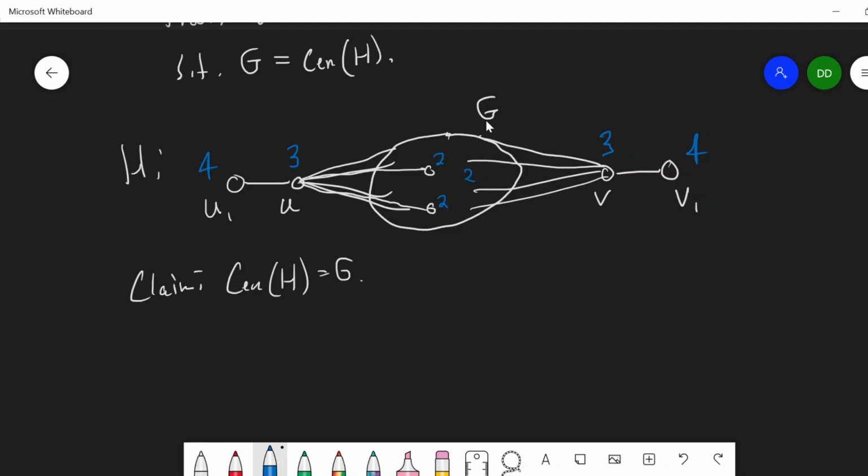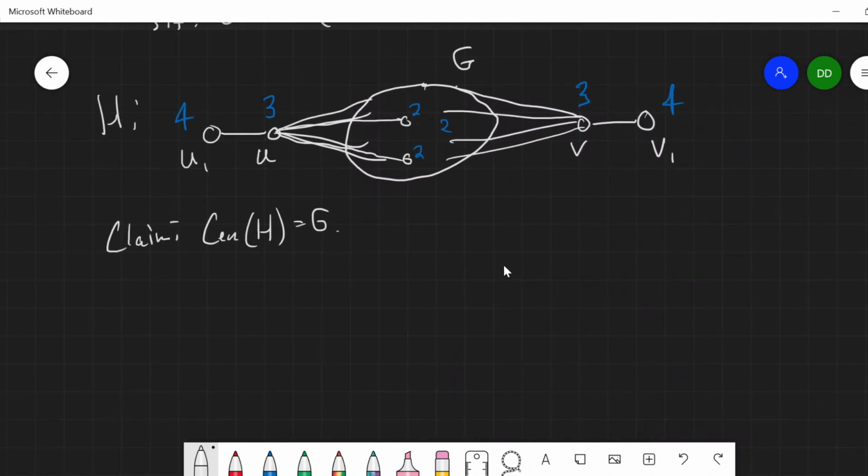So what that means is that the vertices of G are exactly the center of the graph. Everything in the vertex set of G is a central vertex of the graph, and therefore the subgraph induced by these vertices is the center, and it's also G. And that's the proof.